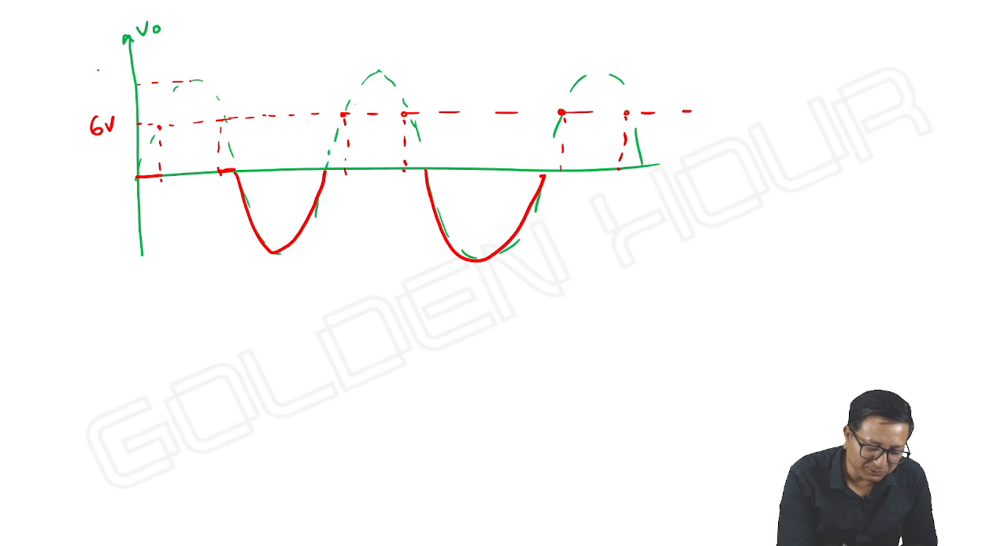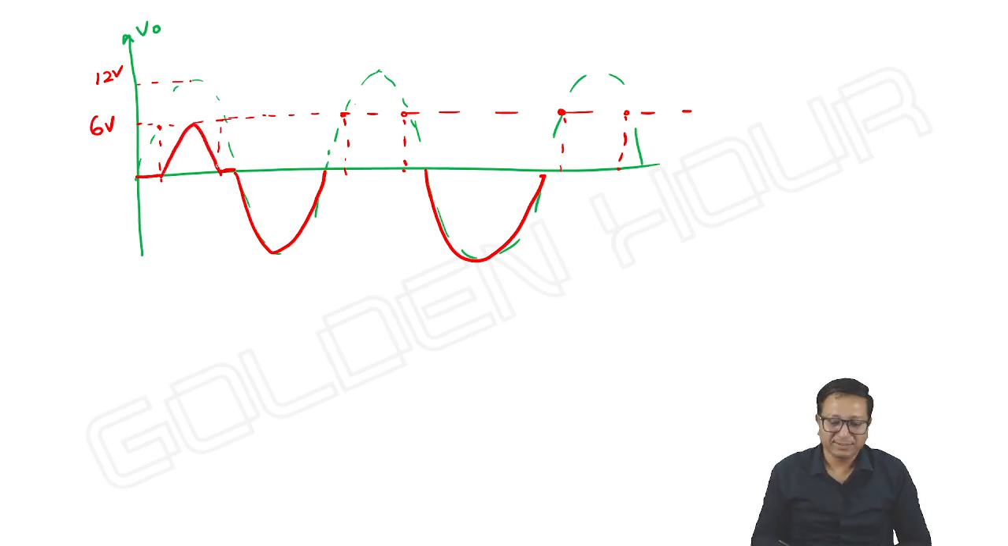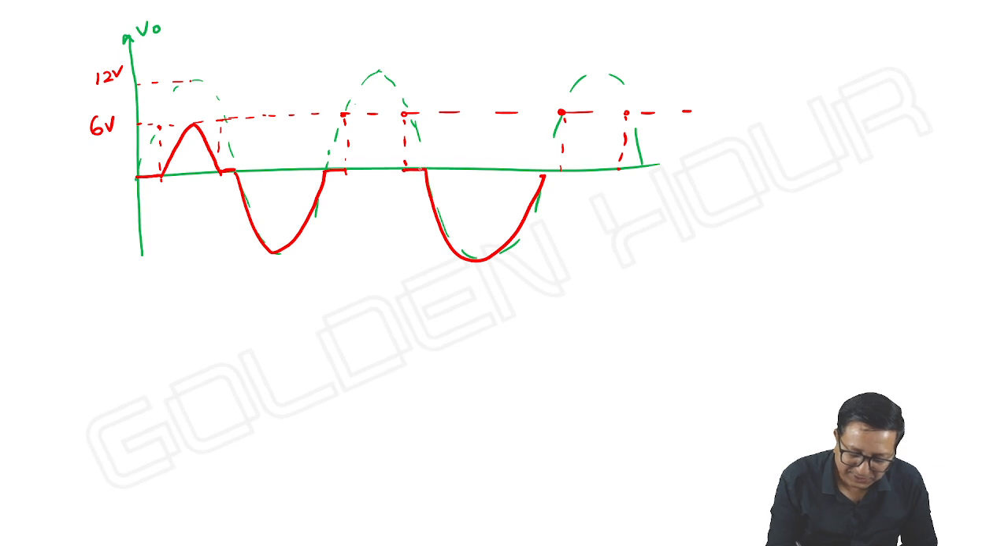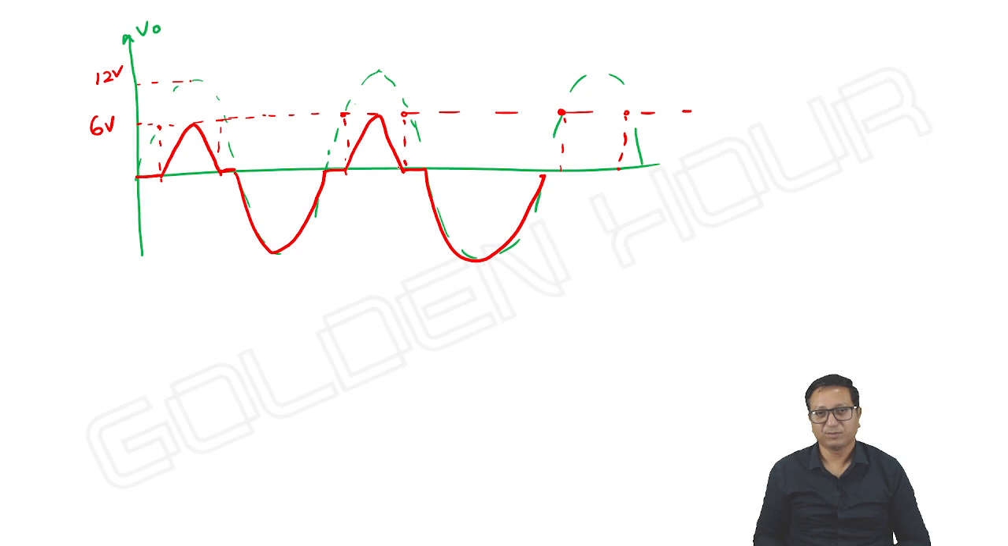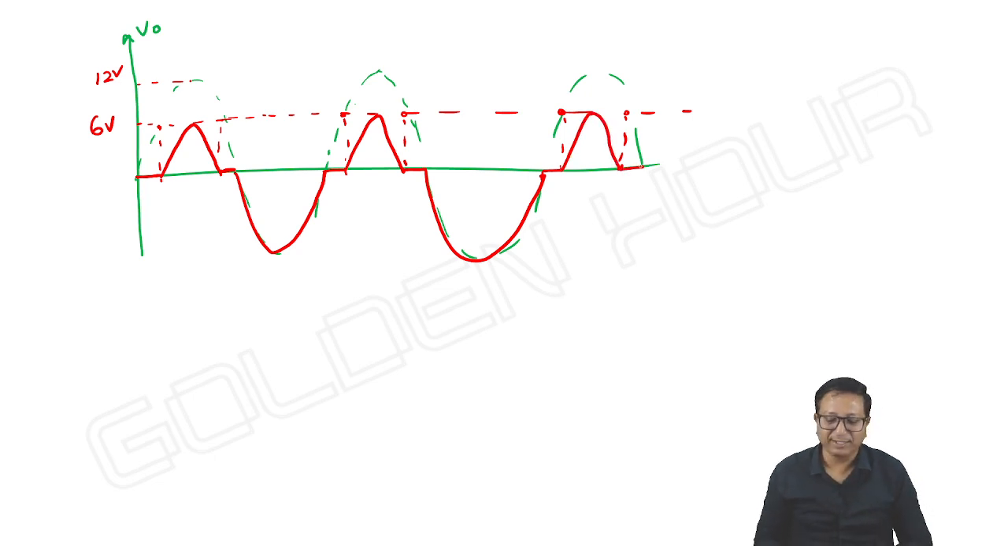Suppose input reaches 12 volts, that time it is 12 minus 6, which is 6. So output reaches a maximum of 6 volts. Like this. Again, 0 to 6, output is 0. And above 6 volts, it is input minus 6. When input is a negative going cycle, that time output is equal to input. So this is how we can observe the output waveform.